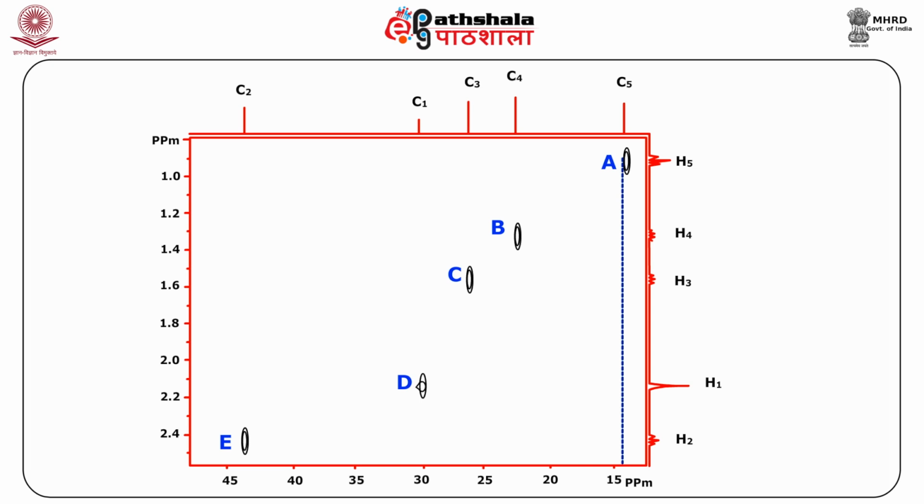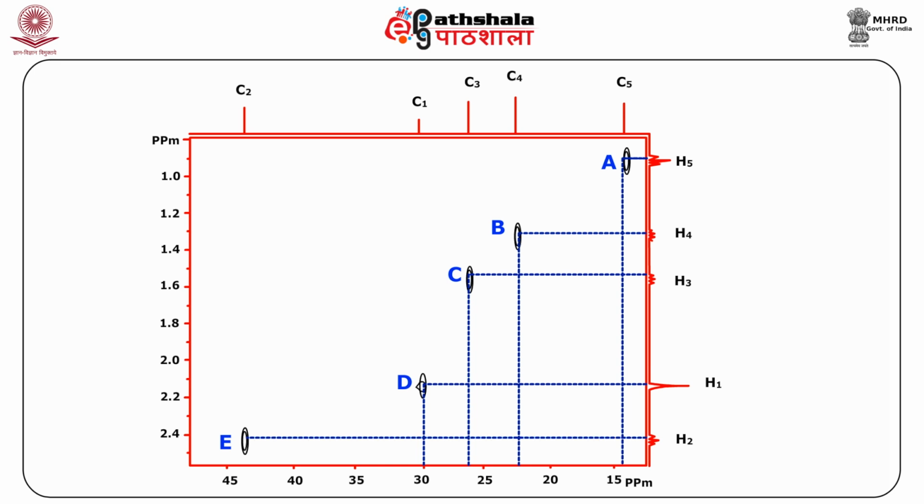If you draw a vertical line and a horizontal line from a spot designated as A, it indicates that the hydrogens that show a signal at 0.9 ppm in the proton NMR are bonded to the carbon that shows a signal at 14 ppm in the carbon 13 NMR spectrum. Similarly, a cross peak at B shows that the hydrogens that show a signal at 1.3 ppm are bonded to the carbon that shows a signal at 22 ppm. In a similar manner, you can identify the attachment pattern for other carbons and hydrogens easily.